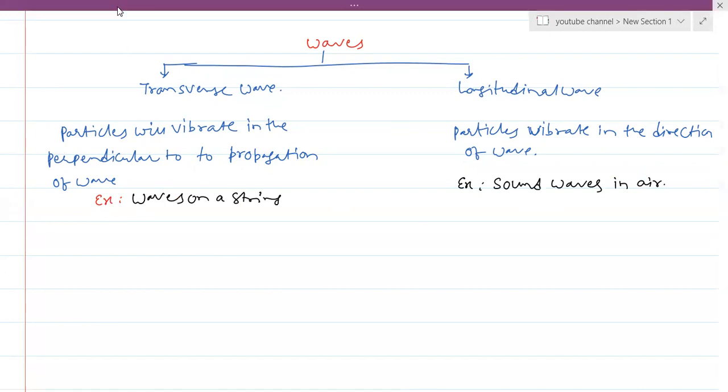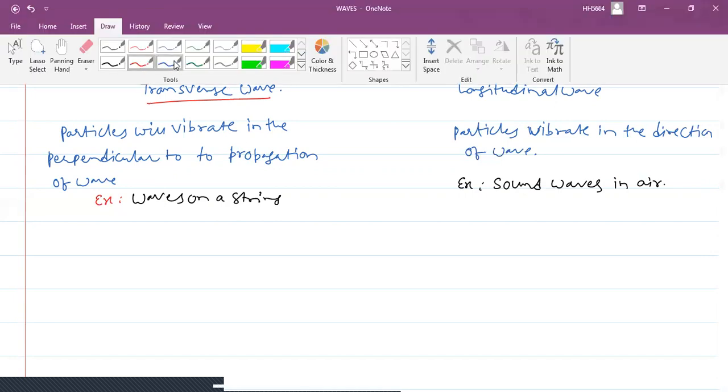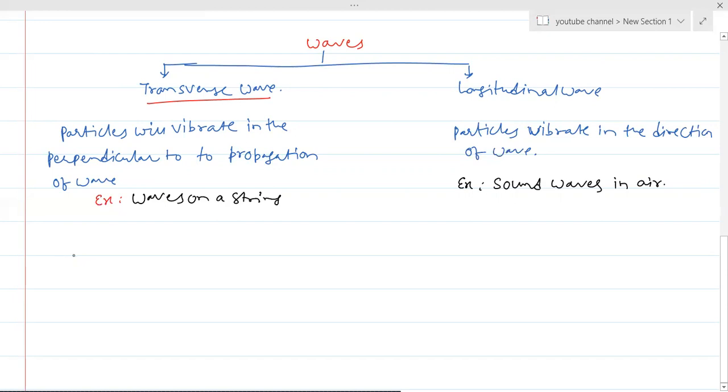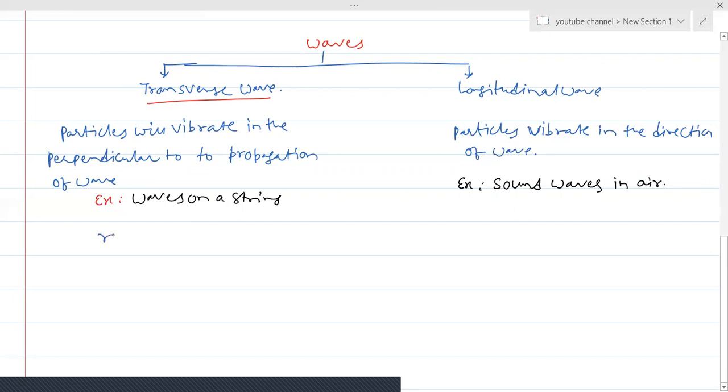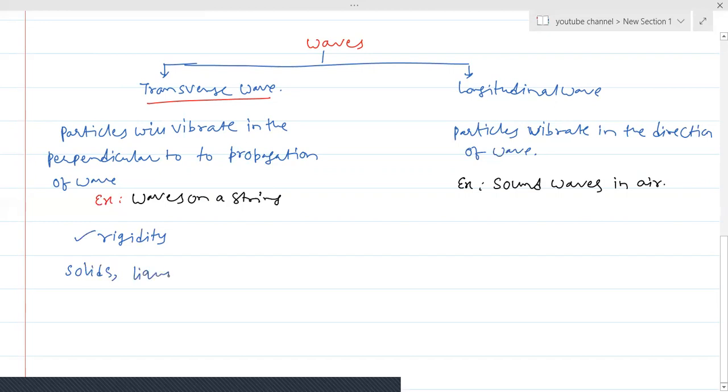When we think of the transverse wave, it requires a medium, and that medium should have rigidity. Longitudinal waves are possible in solids, liquids, and gases.